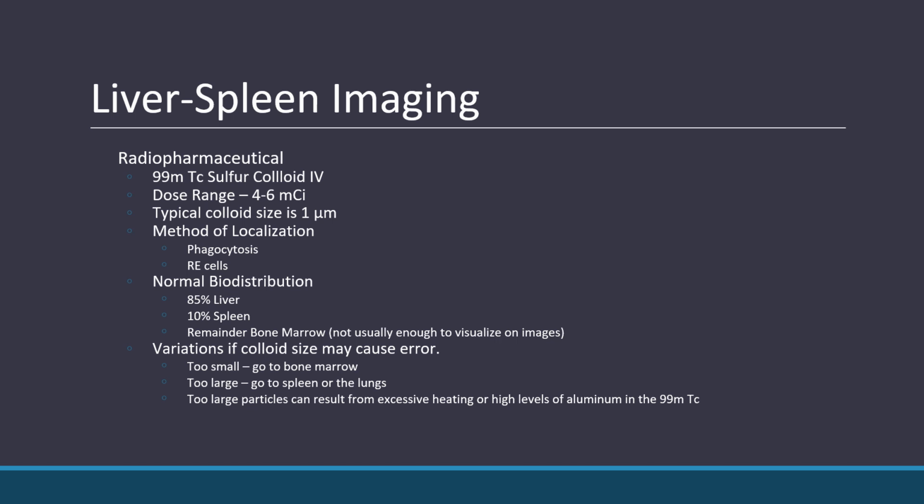The normal biodistribution: about 85% of it should go to the liver, 10% to the spleen, and the rest, 5% or so, should go to the bone marrow. It's usually not enough to really visualize the bone marrow because the liver and the spleen are so bright, but it is there. Variations can occur if there's a problem with the size of the sulfur colloid.